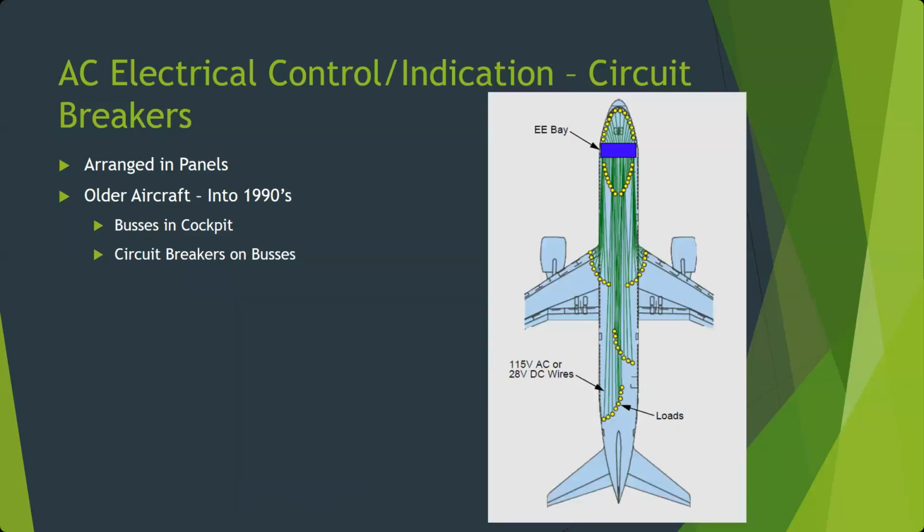Okay. Circuit breakers are going to be arranged in panels as we've seen on the aircraft. Older aircraft into the 1990s, as I mentioned, had those buses located in the cockpit. Circuit breakers were all on the buses. But then as there was more concern about fire and danger, they moved the circuit breakers, especially the high current circuit breakers, down into the electrical and equipment bays.